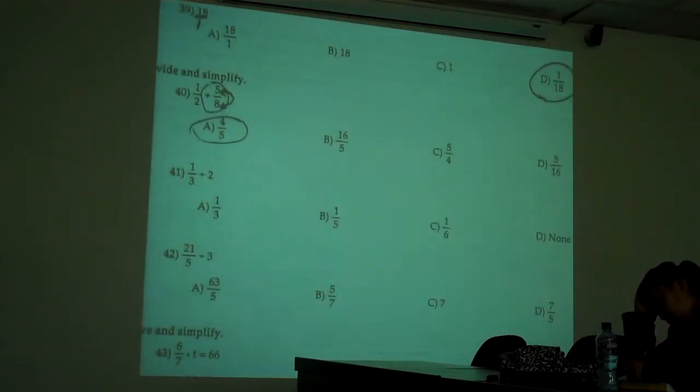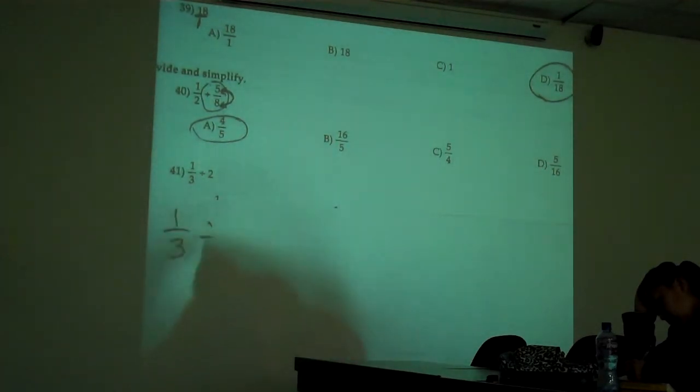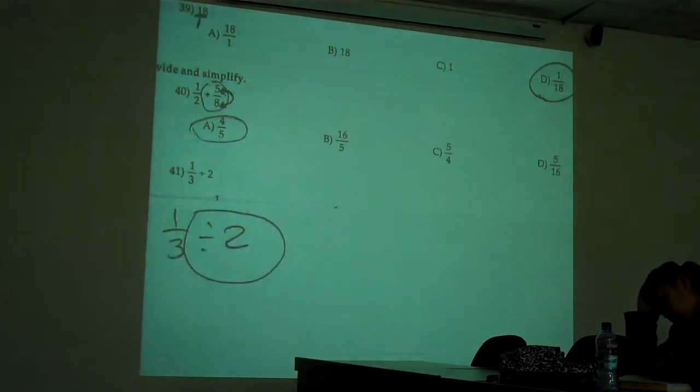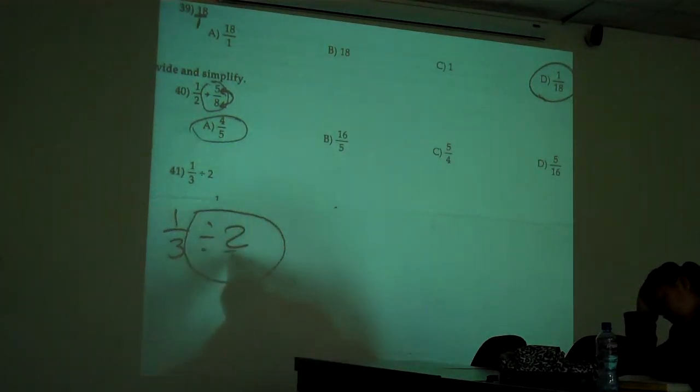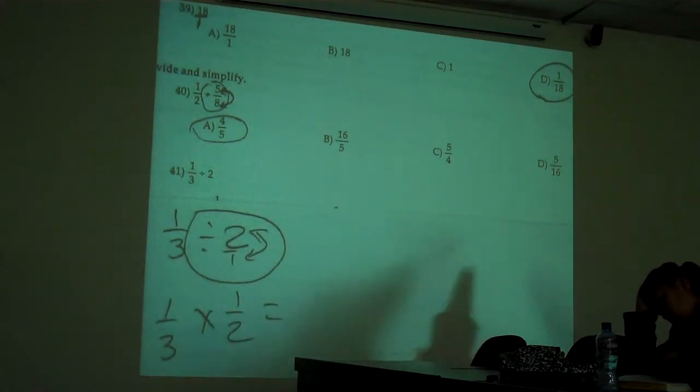Okay, 1/3 divided by 2. You're going to multiply by the reciprocal, but you need a 1 under there. You have 1/3 times the reciprocal, 1/2. 1/3 times 1/2? 1/6.